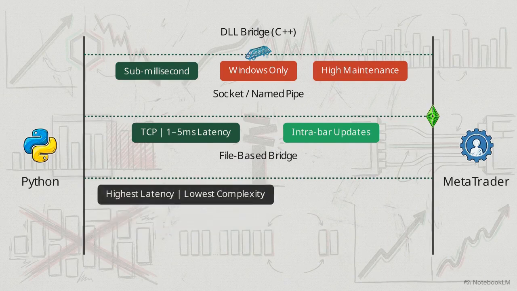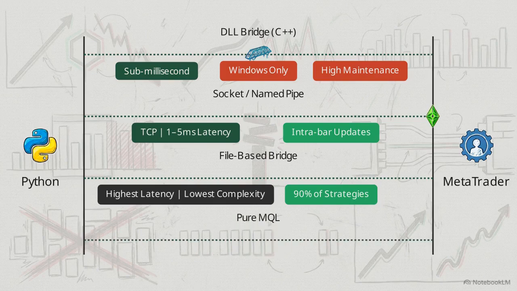The third pathway is the file-based bridge. Python writes a signal file, and the expert advisor reads it on the next tick. It has the highest latency, but the lowest complexity. This approach is vastly underestimated. It is highly reliable and perfectly sufficient for 90% of strategies operating on 15-minute, hourly, or daily bars.